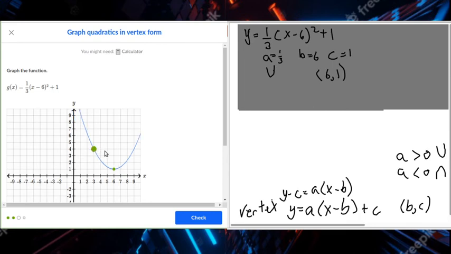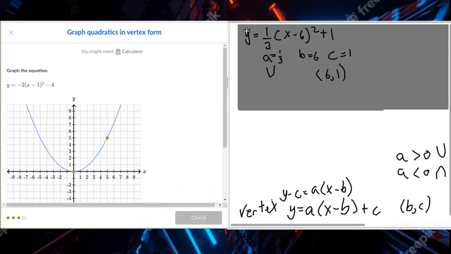So that looks right. And let's see, the other one that comes up here that's really nice is 9. So let's try 9. 9 minus 6 is 3. 3 squared is 9. Divided by 3 is 3. Plus 1 is 4. Okay, so that looks good. All right, we have one more here.